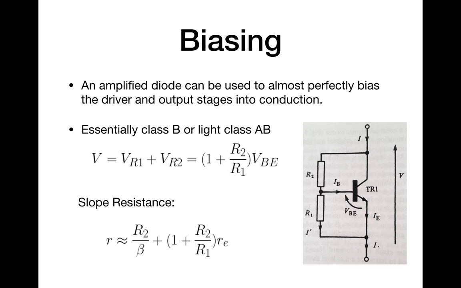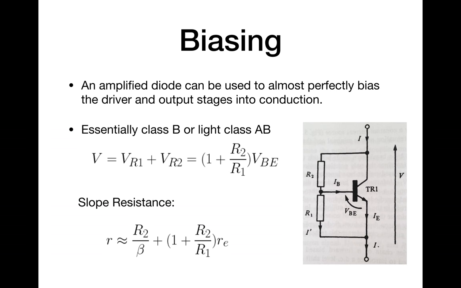But essentially, this is a VBE multiplier. That's the other name for this, probably the more well-known name for this circuit. It basically multiplies VBE, the base-emitter junction voltage, based on a resistive divider. Now, you can vary that resistive divider to get basically whatever voltage you want in the ones of volts range. However, the slope resistance might become significant, especially if you're dropping quite a bit of voltage.